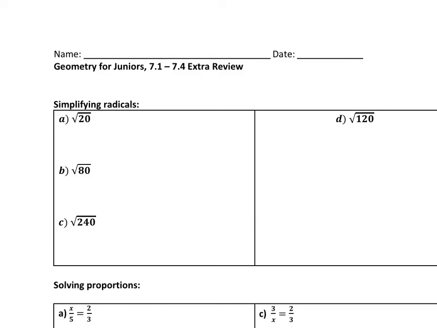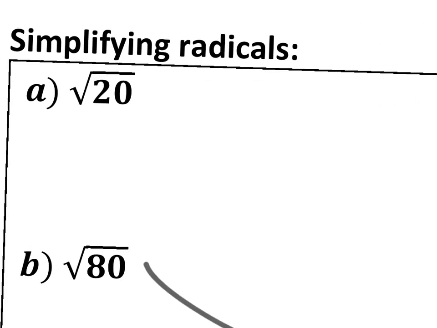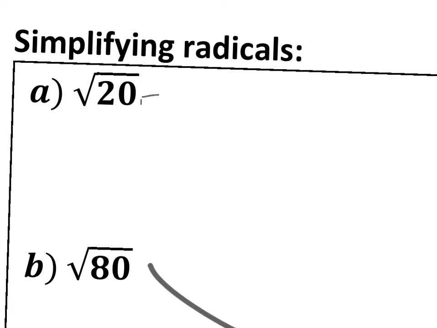All right, so simplifying radicals. If these are not perfect squares, how do we break them down? 4 and 5. Okay, so we could start there. We could do 4 and 5 on that 20, right? So this becomes 4 and 5. Can 4 get broken down? Yes. 2 and 2. Then the rule is what?